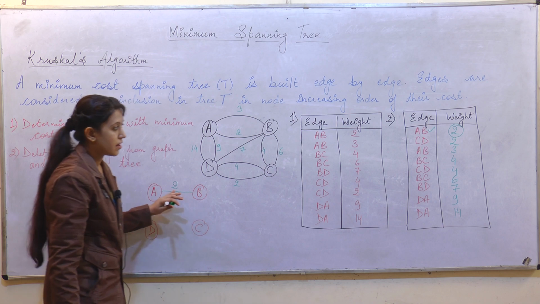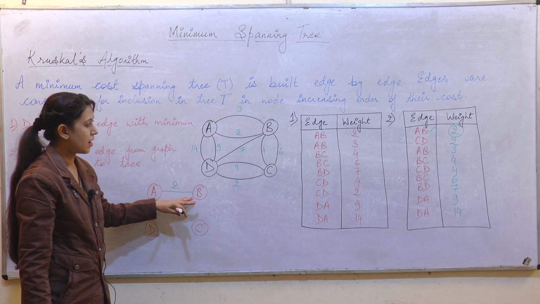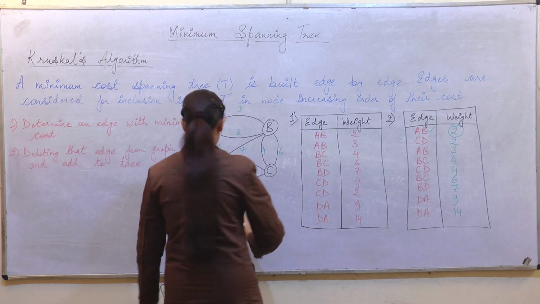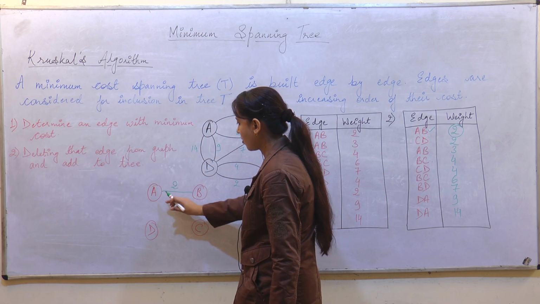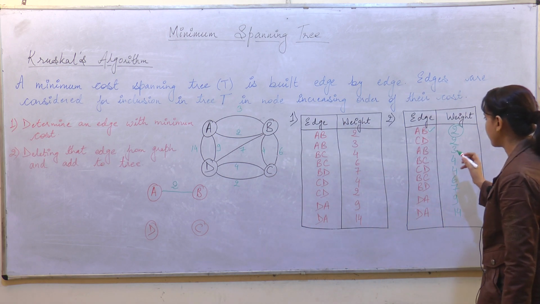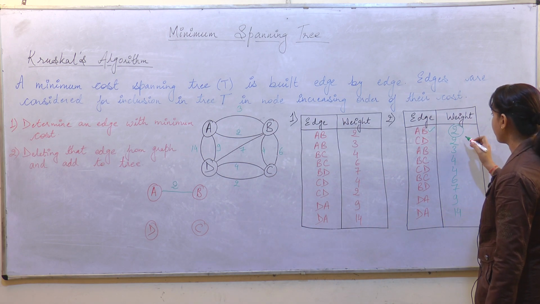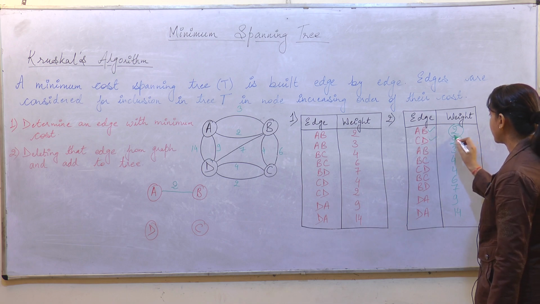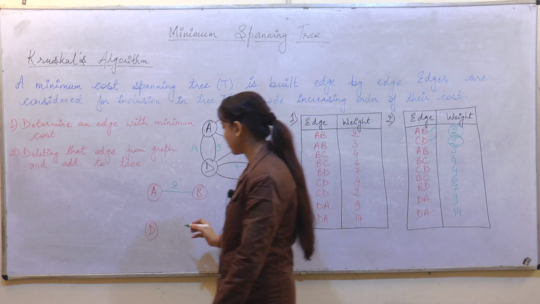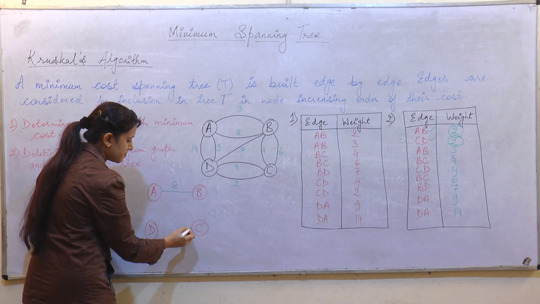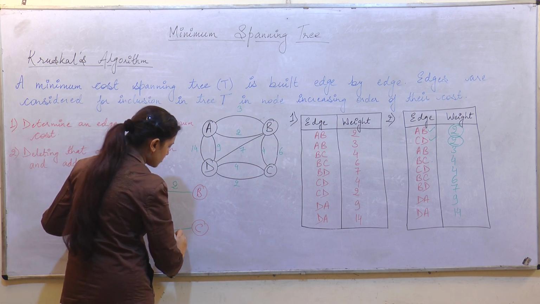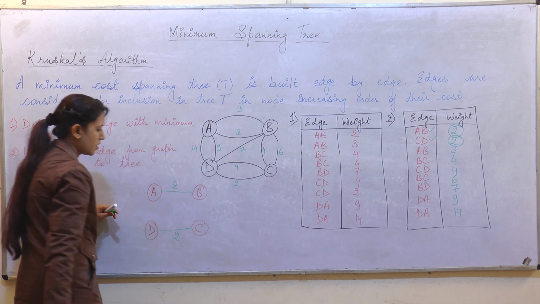Now we will look for another edge that will connect nodes either B or C or A or D. So our next edge with minimum weight is CD. The weight of edge CD is 2. So we will connect an edge from node C to D, and it also has weight 2.